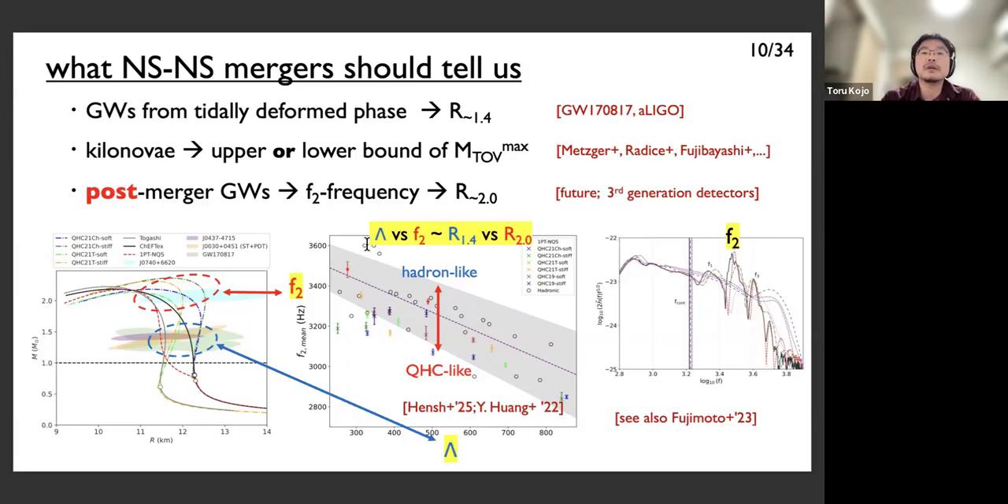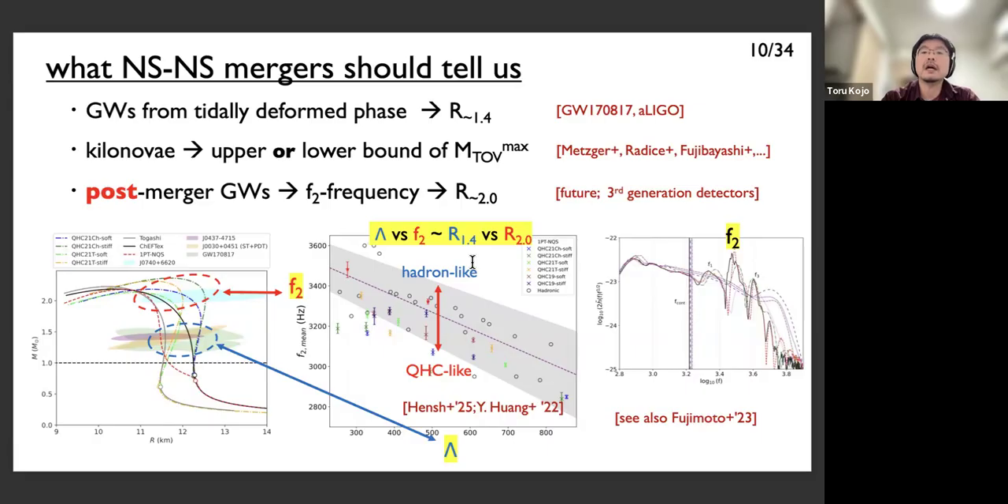Binary neutron star mergers have already given us a lot of important information, like tidal deformability or the kilonova constraint on the maximum mass of neutron stars. But what we are really interested in is the post-merger signal, which is strongly correlated to the radius of a high-mass neutron star. The post-merger signal has some typical frequency. The merged object has some rotation and vibration that produce a fundamental oscillation, and we are particularly interested in the so-called f2 peak. This frequency has a strong correlation with the high-mass neutron star radius.